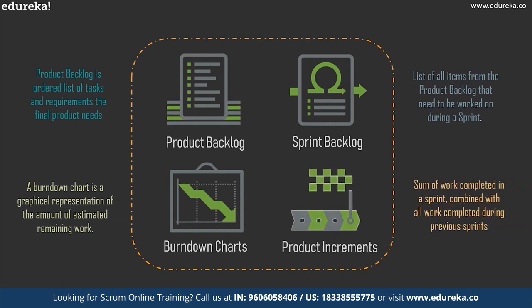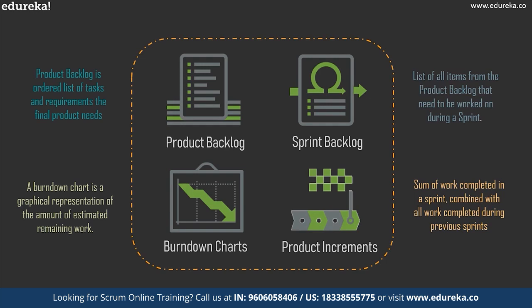Next up, we have something called product increment. A product increment is the sum of product work completed during a sprint combined with all the work completed during previous sprints. So in other words, product increment is the new code which has been written to enhance the features or usability of your product. When you add a new set of code to your sprint, this new code has to combine with the existing code to work well. If your new features work well on their own but break some existing feature in your product, the increment is not potentially shippable.